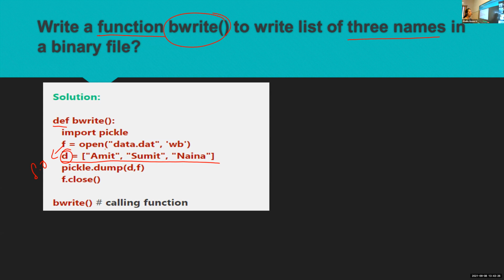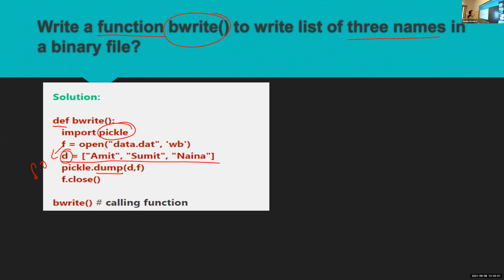What is the statement used for writing? Gauri, for writing the content in the binary file, which function is used? W. WB is the file mode. Which function is used for writing the content into a binary file? Pickle. Pickle is the module name.